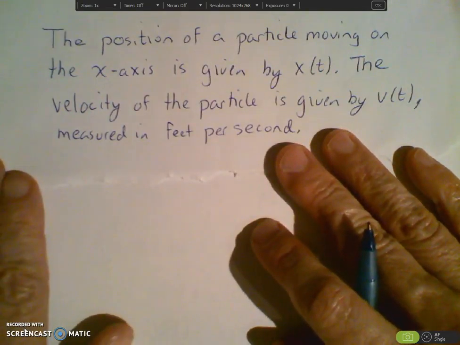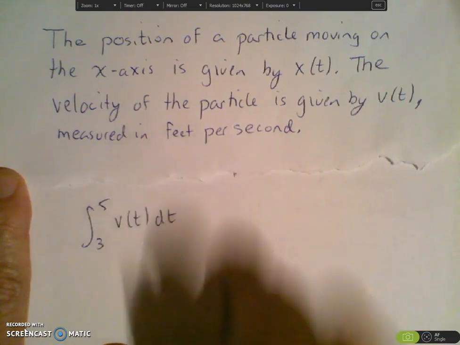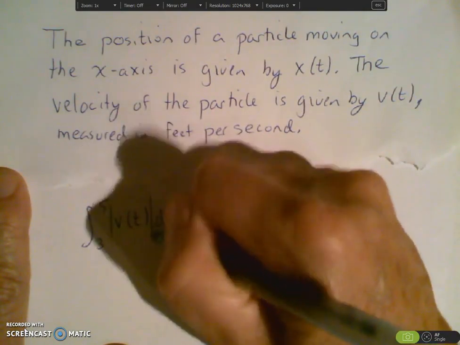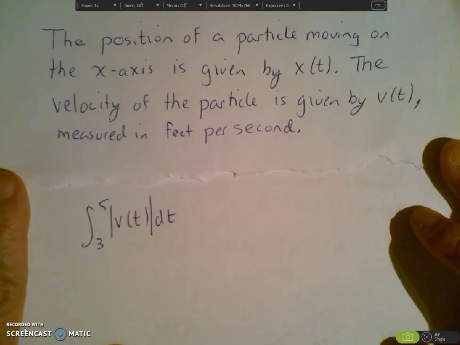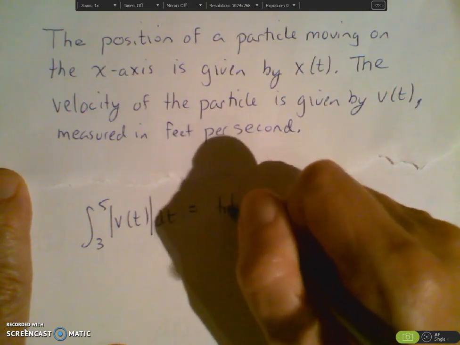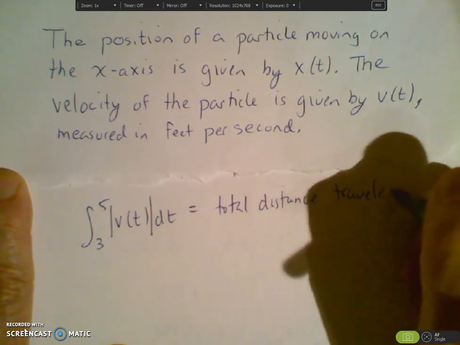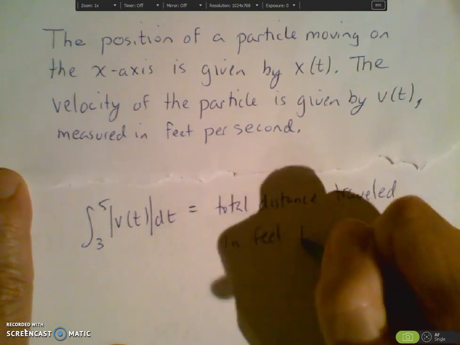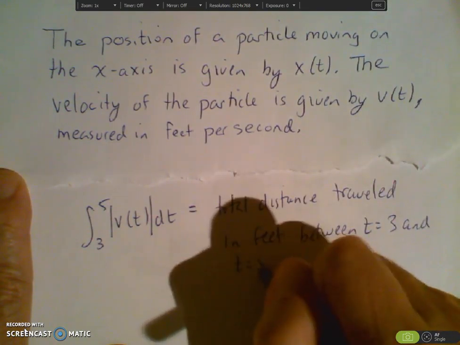What if we were to encounter this integral expression? Notice those absolute values change up the meaning quite a bit. Without the absolute values, we were finding displacement or change in position. Now that I have the absolute values, I'm going to get the total distance traveled in feet between t equals 3 and t equals 5 seconds.